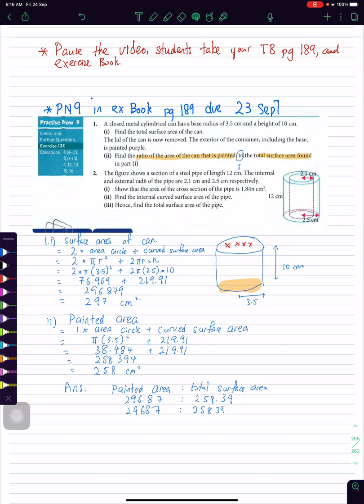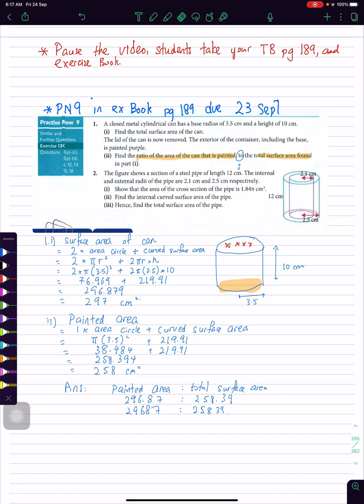Okay, so now let's go through the question practice now 9 in your textbook that you have done your question 1 and 2. So let's look at question 1 together. Now, question 1 says that I have a closed metal cylinder and the base radius is 3.5 cm and the height is 10 cm. So you could draw a picture of a cylinder and then try and calculate the surface area.